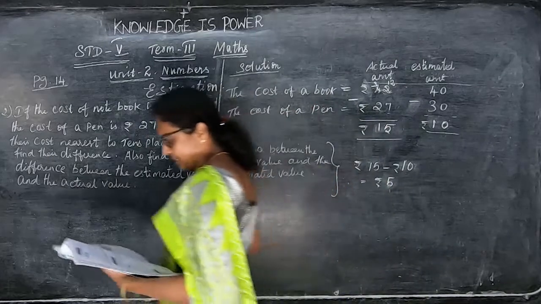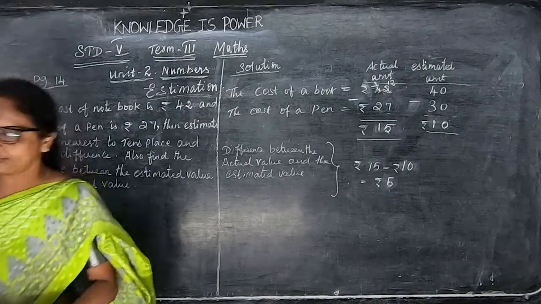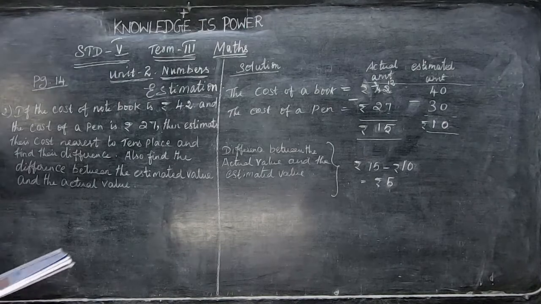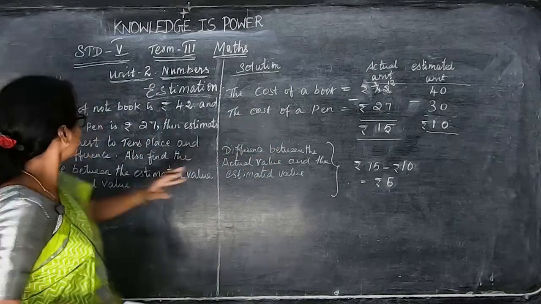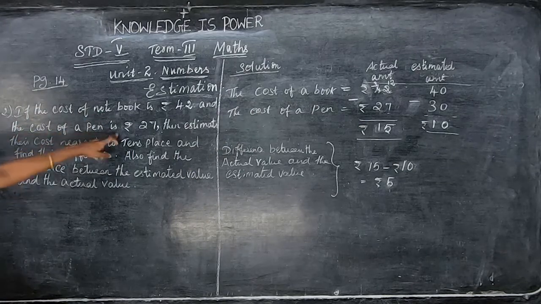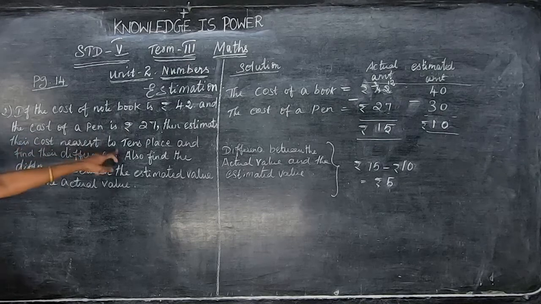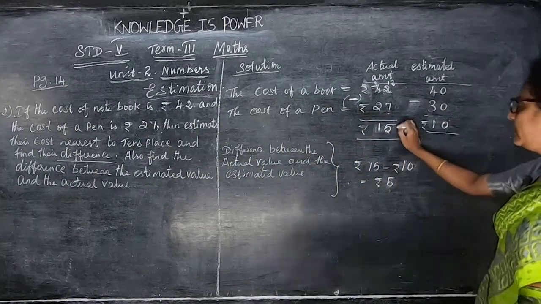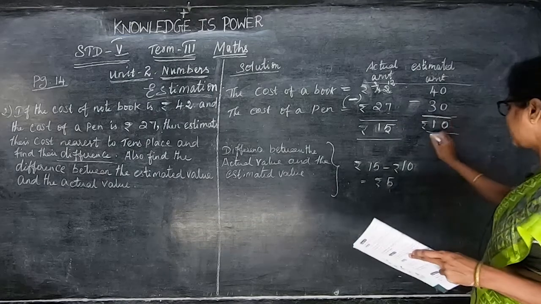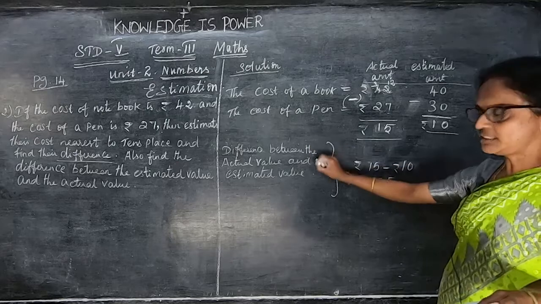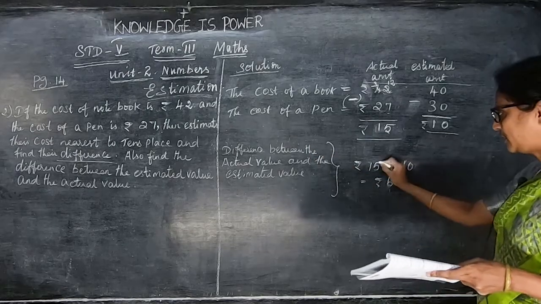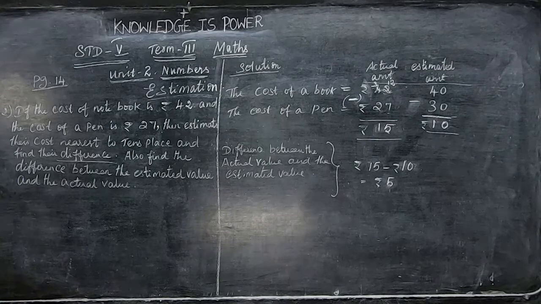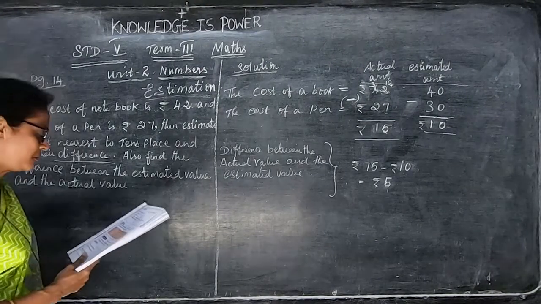So this is the answer. Now try this one. The cost of a notebook is 42 and the cost of a pen is 27. Estimate the cost and find the difference. We have to subtract. So 42 and 27 minus 9 we get the answer of 8. 40 minus 10 we get the answer 10. So the difference between actual value and estimated value is 15 minus 10, that gives you rupees 1. So if they ask the sum, you have to add. If they ask the difference, you have to subtract.